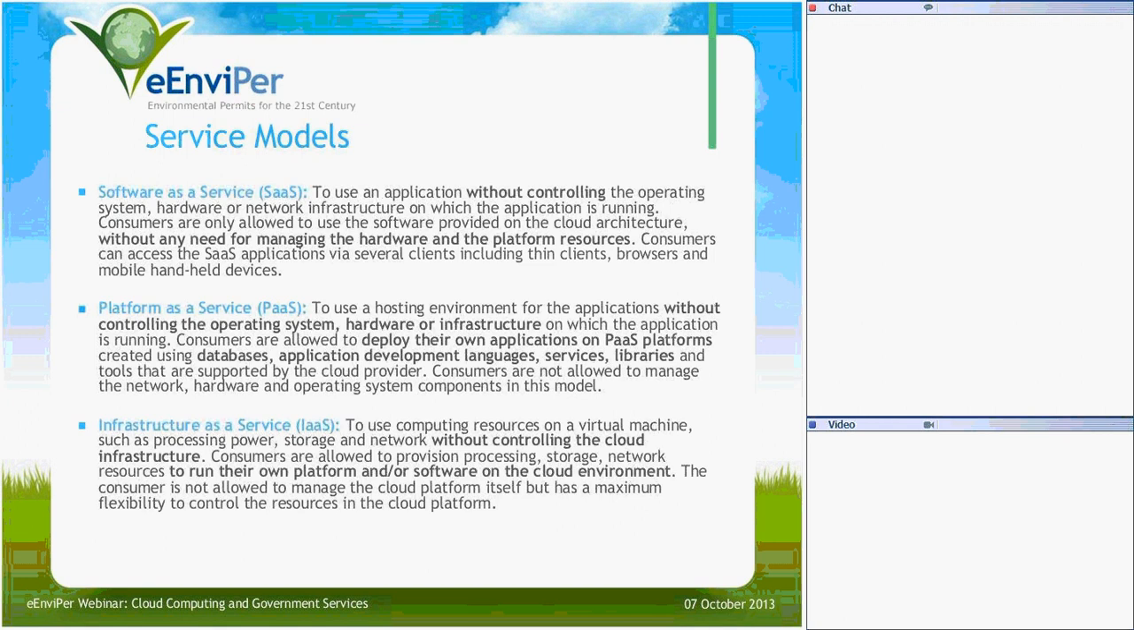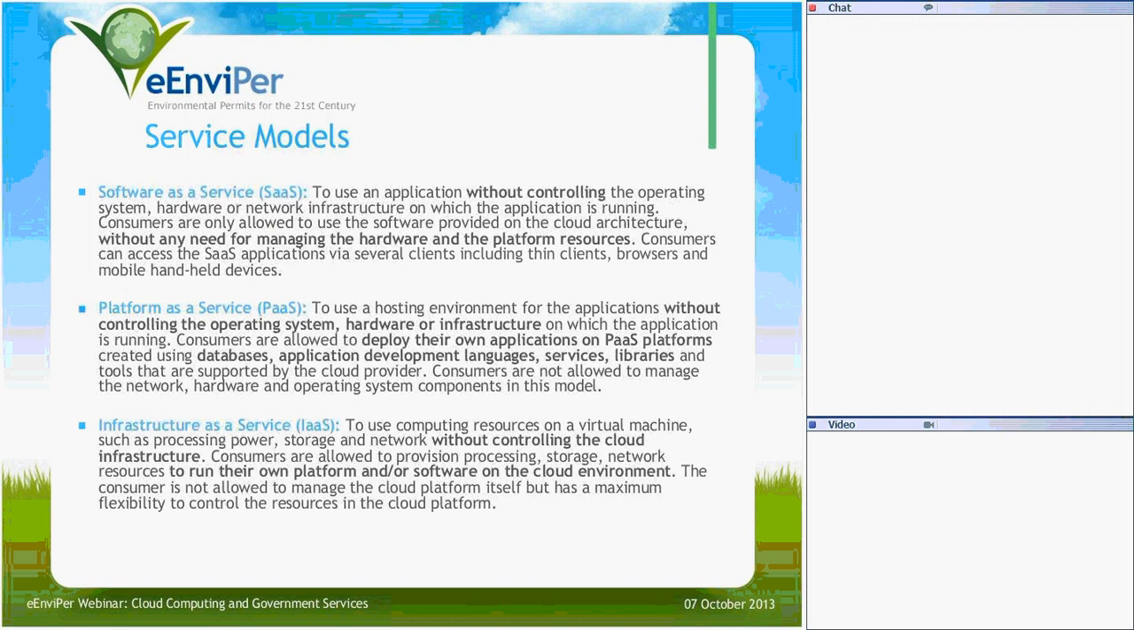So let's go over the service models. There are three basic service models in cloud computing. The first one is software as a service, which we call SaaS. In SaaS, we're not able to control resources such as operating system, hardware, and network infrastructure. You do not need to control them. You only see your application. You do not need to manage the hardware resources, platform resources, or operating system resources. You see your application via your client, and it's your application. That's all. It's the most popular and the basic way of using cloud computing.